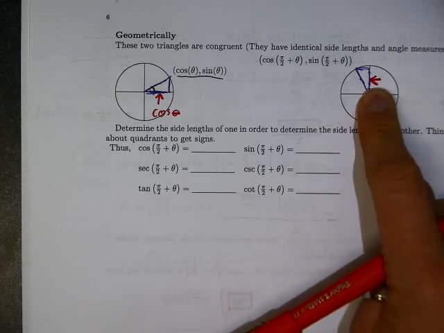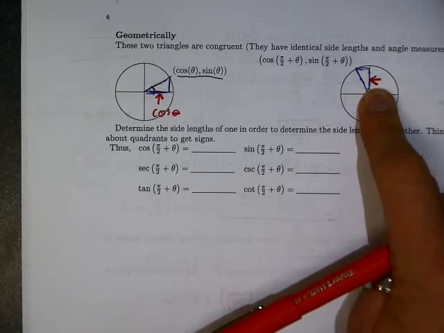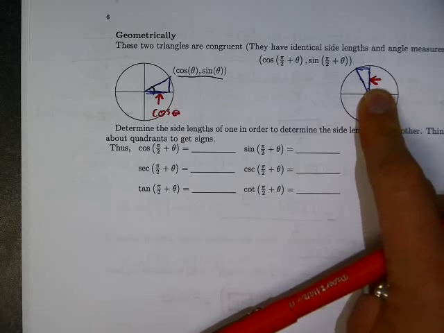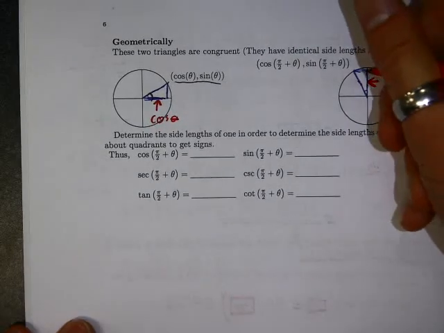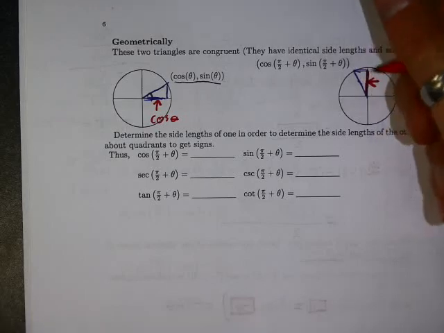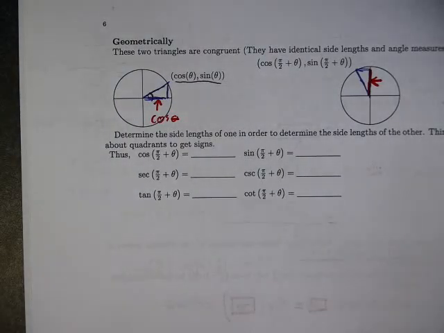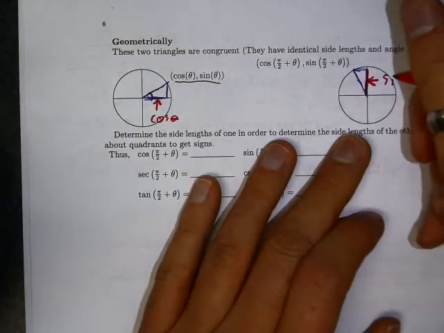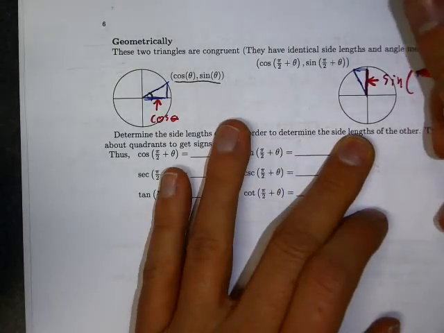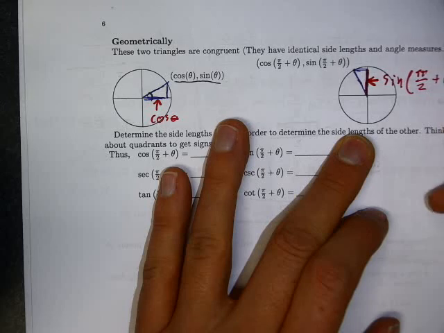But let's now think in terms of pi over 2 plus theta. This line is now going up and down. It's vertical. So what's the length of that line in terms of pi over 2 plus theta? Sine. It's sine, not sine of theta, but sine of the new angle. So this is the same thing as the sine of pi over 2 plus theta.